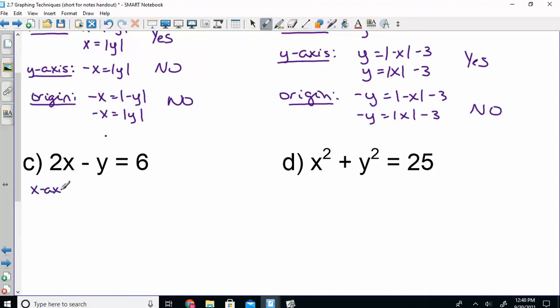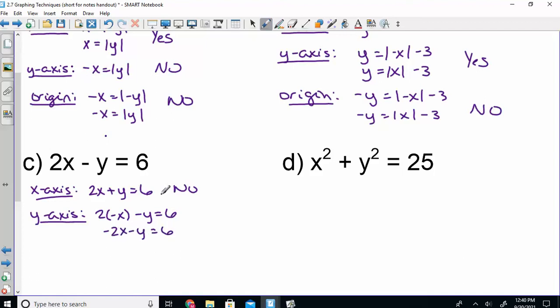So C, to check the x-axis, what do you do? So that gives you 2x minus negative, so plus y equals 6. Does that match my original? No. To check the y-axis, so if I make my x negative, I get negative 2x minus y equals 6. Doesn't match, so it's a no.